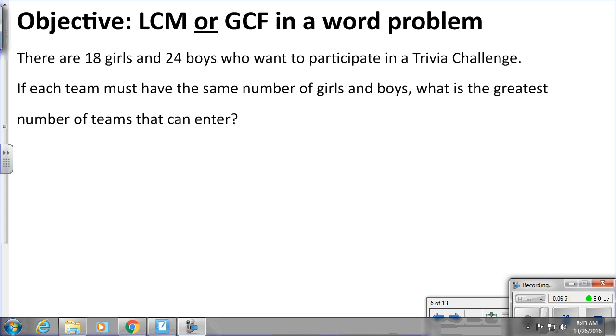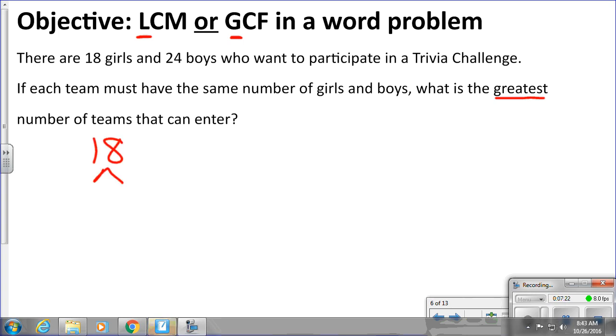Okay, this objective is LCM or GCF. So you have to know how to do both in a word problem. And you're looking for a synonym. There are 18 girls and 24 boys who want to participate in a trivia challenge. If each team must have the same number of boys and girls, what is the greatest number of teams that can enter? So you're either looking for a synonym to least or greatest. Which one do you see? Greatest. So greatest tells me I need my Venn diagram.